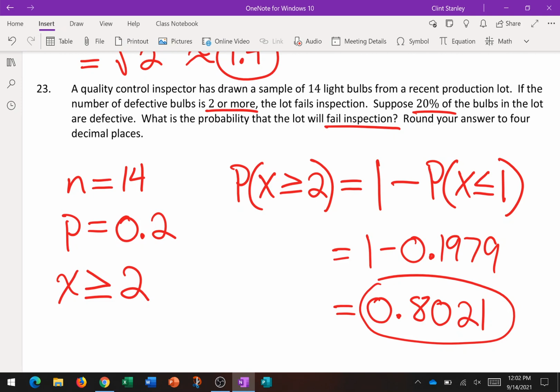Is that just a rule? Yeah, it's a rule. But the way we ended up with what we did, right? So greater than or equal to 2 means 2, 3, 4, 5, 6, all the way up to 14. So the opposite of that would be 1 or 0. Does that make sense? Yeah. Okay, so 1 or 0, that's less than or equal to 1.